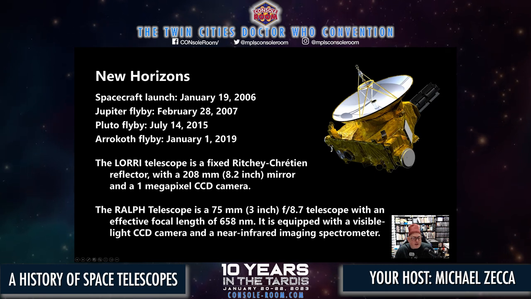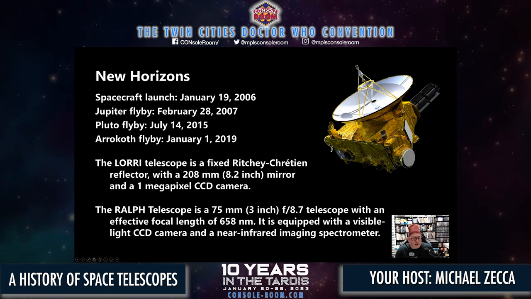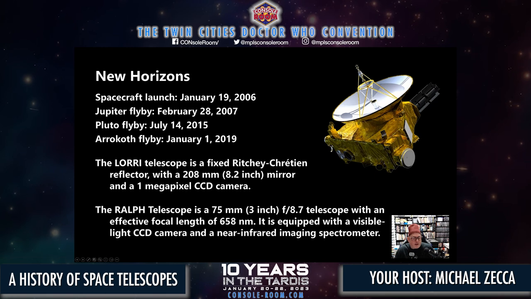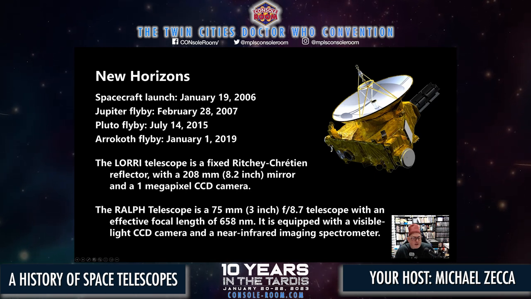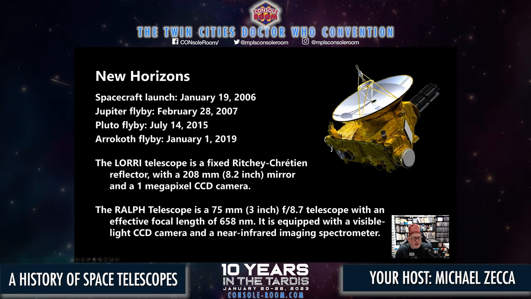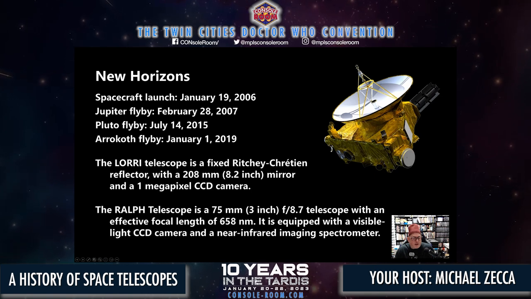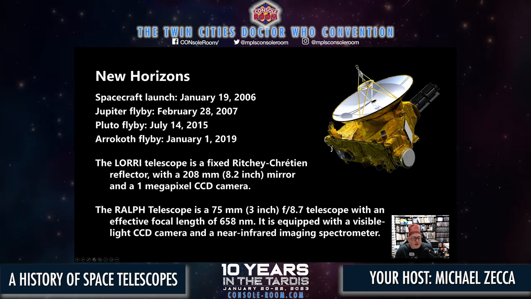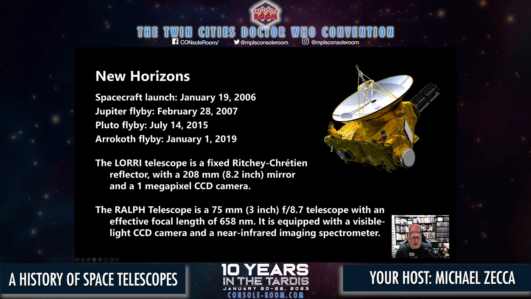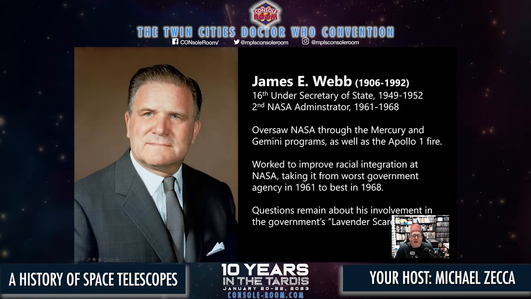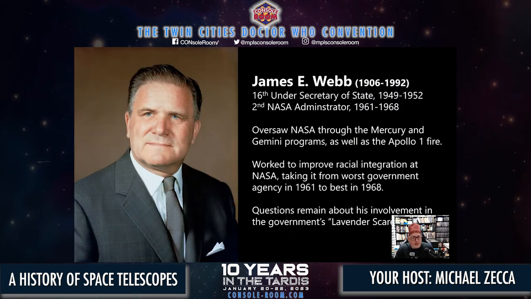So, yeah. All right. Well, we've talked a lot about the Hubble Space Telescope over the years. We know what it's doing. And it has a successor up there now that's been all over the news, the James Webb Space Telescope. But let's talk for a minute about James Webb, who it's named for. He's kind of the elephant in the room here.